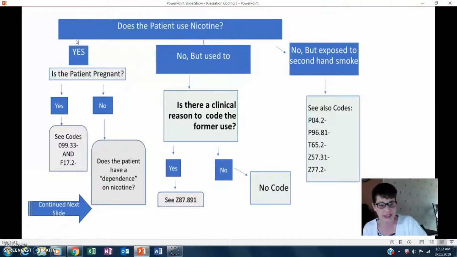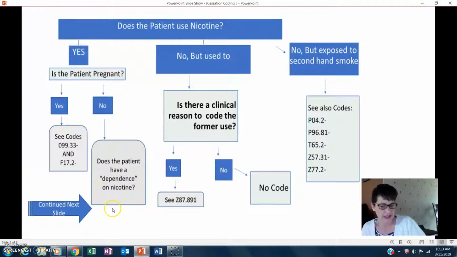Does the patient use nicotine? Yes. Is the patient pregnant? If the patient is pregnant, then you follow this path because they're always in an assignment from the category of pregnancy, O, starting O99.33, and then the final characters depending on the situation and documentation by your provider, as well as the smoking. And you would need to know what type of product they used, if this is the case when they're pregnant. So if you're not pregnant, you follow the same pathway.